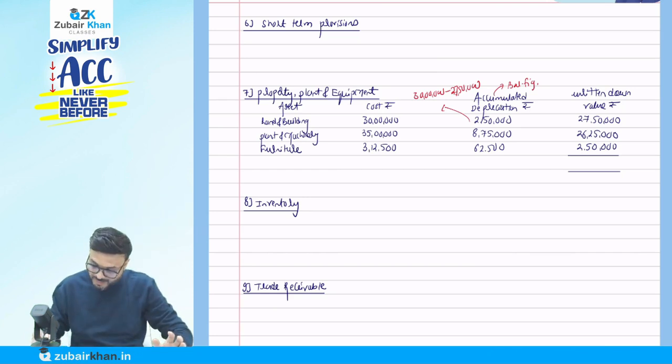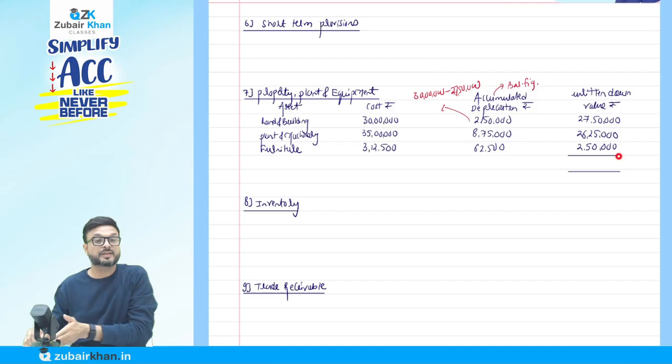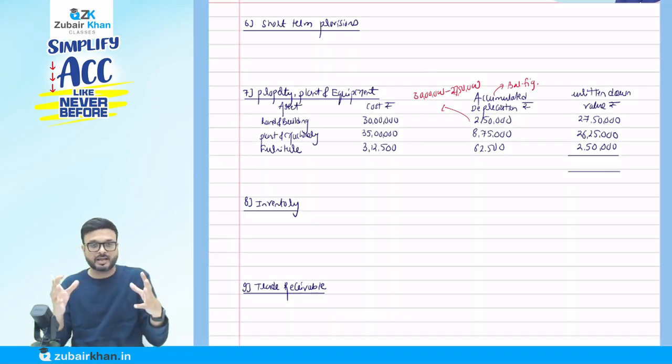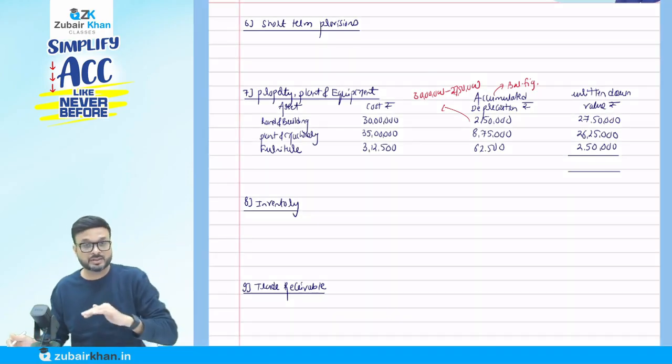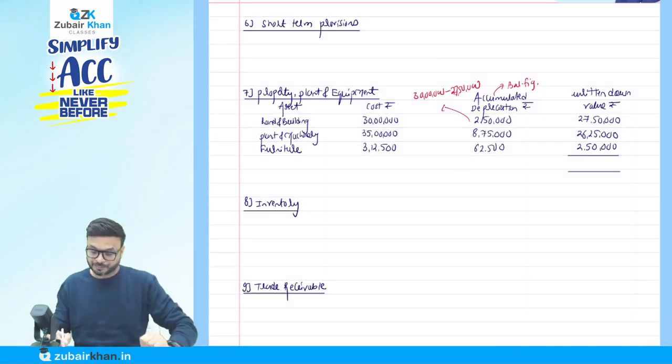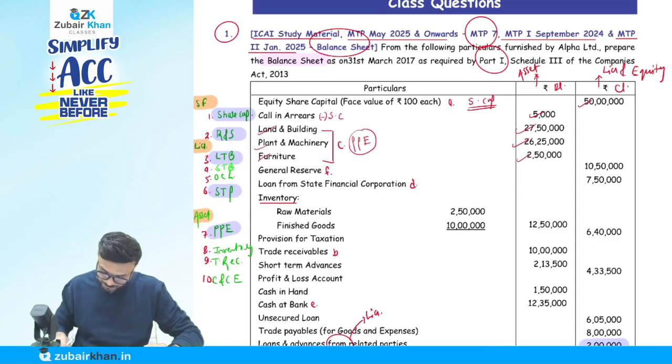Obviously in the balance sheet this will come, because this figure is coming from the trial balance. Whatever is given in the trial balance will appear in the balance sheet. Okay, this is just for the information purpose. Now come here. Now general reserve, it is a part of reserve and surplus, 10,50,000.